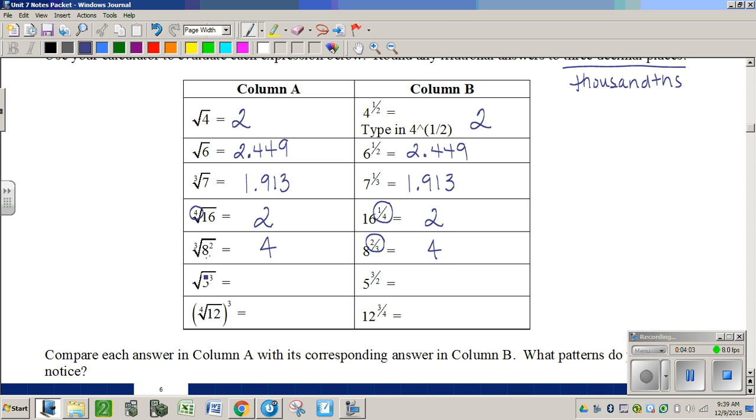All right, now we have the square root of 5 to the 3rd. So let's just review what the index of a square root is. Remember, the index of a square root is 2. So just like the index of a fourth root is 4, the index of a cubed root is 3, the index of a square root is 2. So if I take the square root of 5 cubed, it's the same thing as taking 5 and raising it to the 3/2 power. Happens to be 11.180.